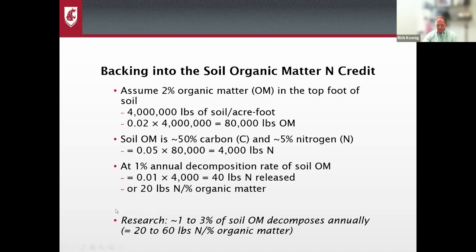And research has shown, yeah, it varies widely place to place, different environments or climates, but somewhere between 1 to 3% of soil organic matter decomposes annually. That's a reasonable range across different systems. So that would be equivalent to somewhere between 20 and 60 pounds of nitrogen per percent organic matter as a soil organic matter credit.